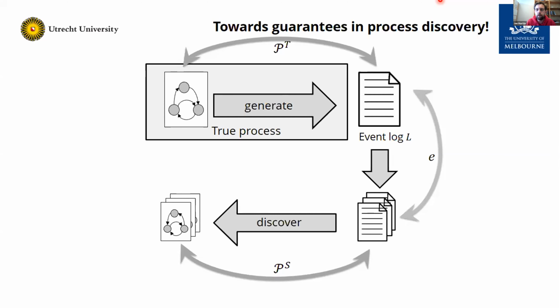And for many of the miners, we don't know when we get good results and when we get worse results based on the event log. We know it from a theoretical point of view. We know that if the event log is complete, then... But how do you assess the event log in order to apply a certain algorithm? I think that is the bigger question we need to ask ourselves. How do you know when to apply an algorithm, and when can we rely on the results? I think that's the bigger question.